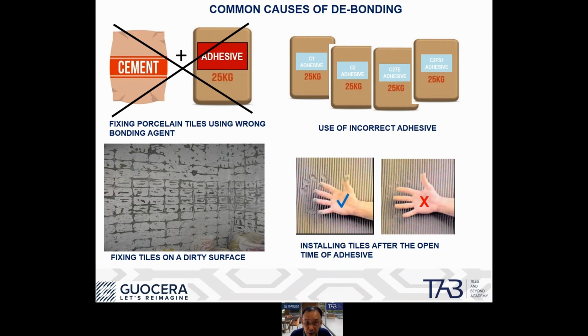So let me repeat. Whenever there's any hollowness or debonding problem, it can be caused by one or more of the following reasons, which I'm going to talk about. Number one, and I think this is very common: fixing porcelain tiles using the wrong bonding agent.